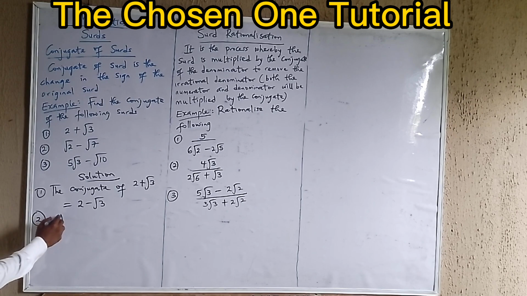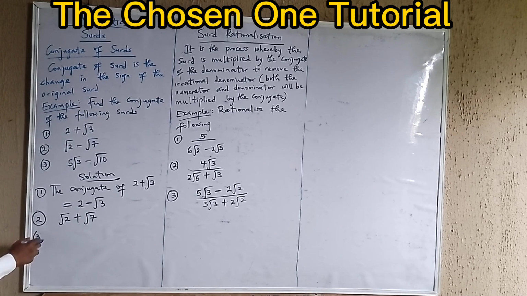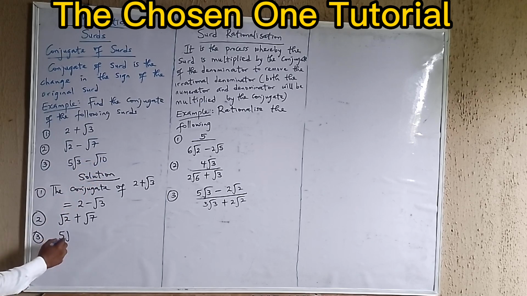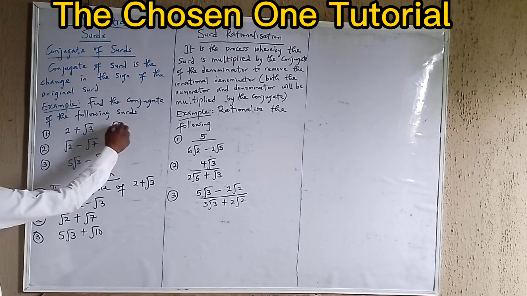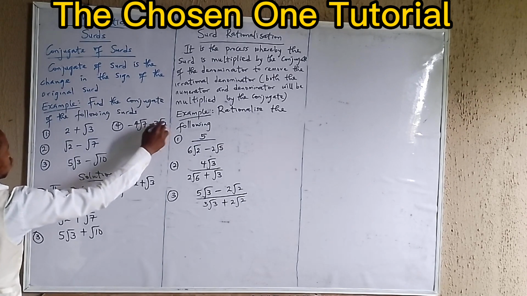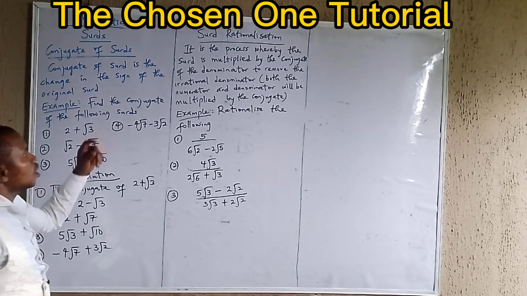Number 2, we have root 2 plus root 7. The conjugate is root 2 minus root 7. Then the third one, 5 root 3 minus root 10, will be 5 root 3 plus root 10. Number 4, we have minus 4 root 7 minus 3 root 2. The conjugate will be minus 4 root 7 plus 3 root 2. So that's the conjugate. All we need to do is change the sign in the middle.